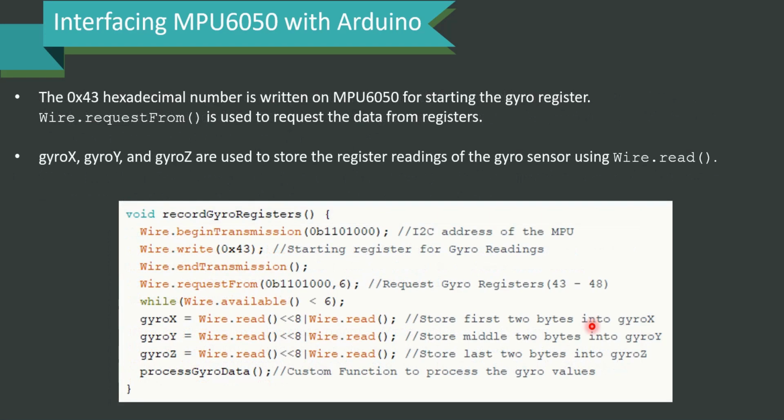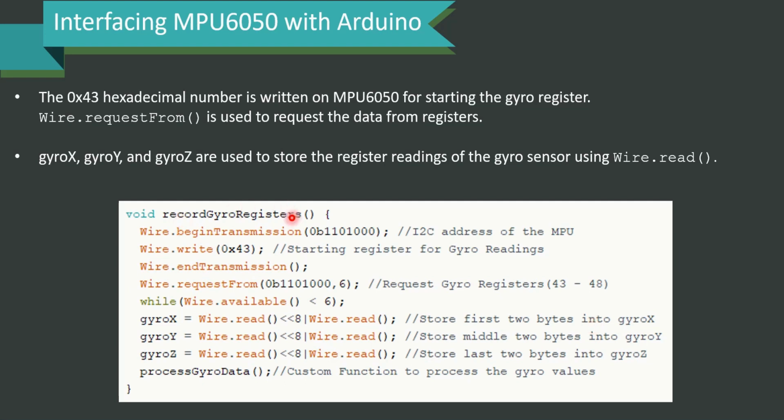The 0x43 hexadecimal number is the address on the MPU 6050 for starting the gyro register. Wire.requestFrom is used to request the data from the registers. Gyro X, Gyro Y, and Gyro Z are used to store the register readings of the gyro sensor using wire.read. Now we are going through the code.